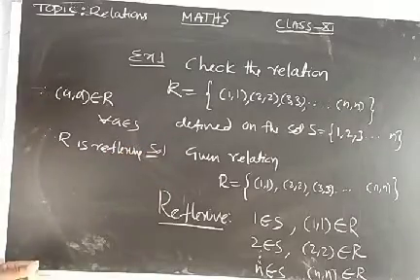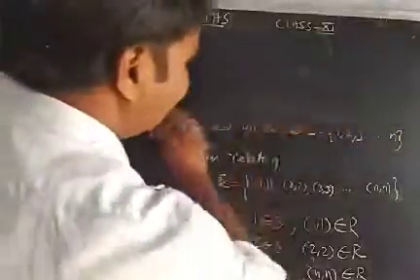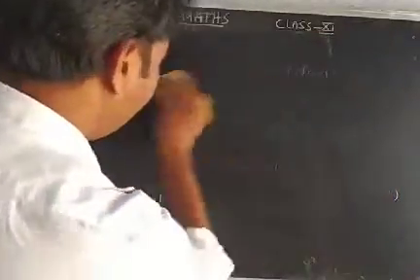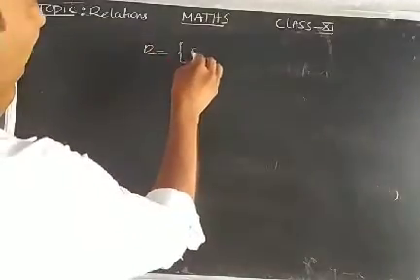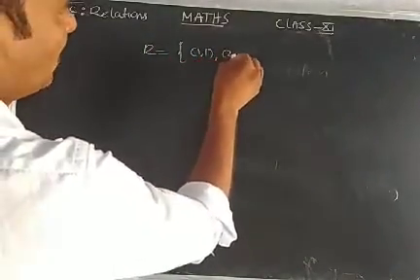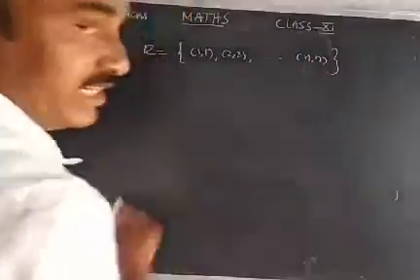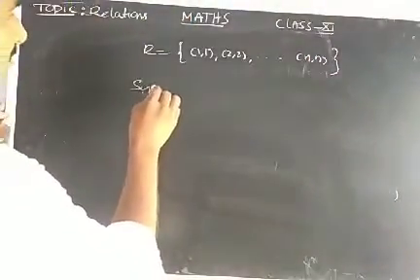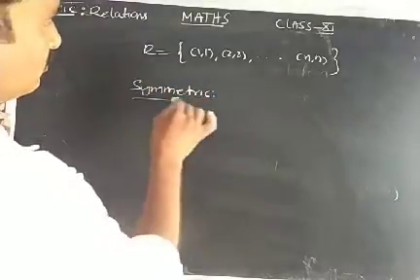R is reflexive. Okay, right. Now I will check the symmetric property for R. Again write R. What is given? R is the set {(1,1), (2,2), and so on}. This is the R set. R is already reflexive. Now I am going to check symmetric. Is it symmetric or not?